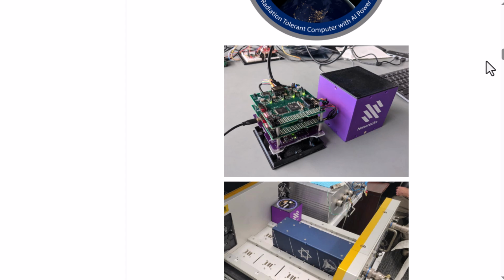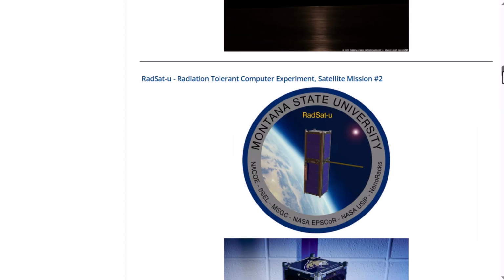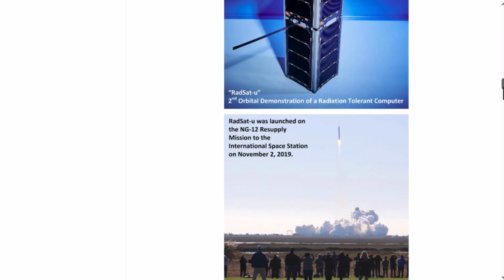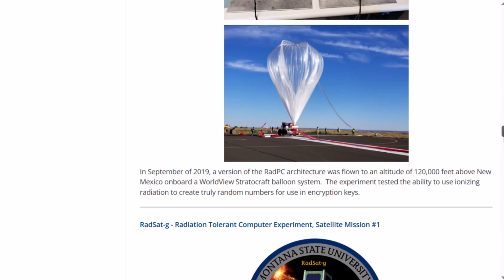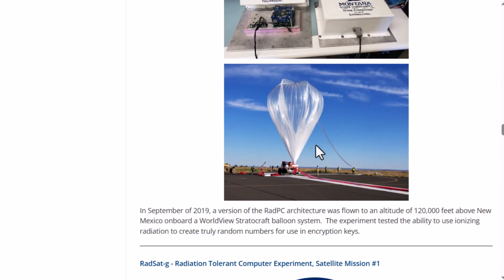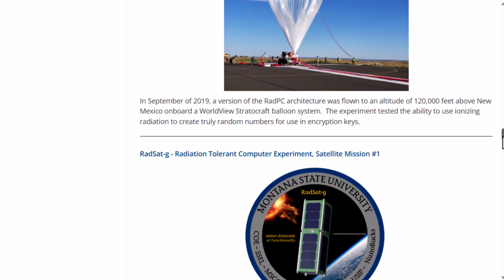So we started doing all these flight demonstrations, and we were able to go on satellites. We built little satellites pushed out of the International Space Station. We did balloon flights. These are these massive balloons that NASA runs.